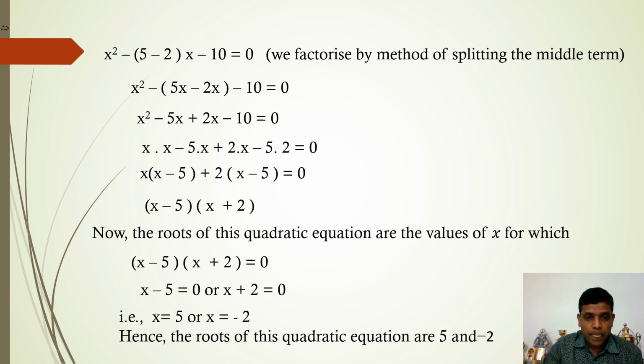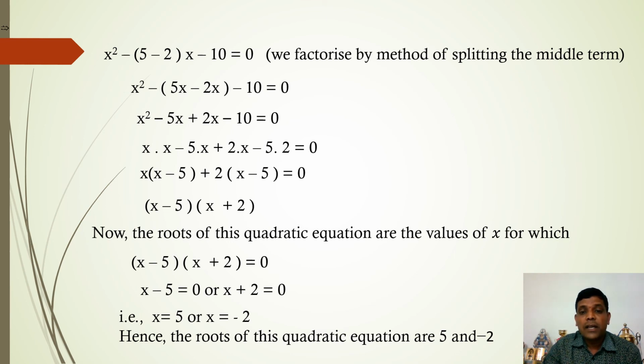Now common factors. Compare these two terms. Here x is common in x into x minus 5 into x, so write x. The remaining terms are x minus 5. Plus the next two terms, 2x minus 5 into 2. Here 2 is common, write 2. Remaining terms x minus 5 equals 0. Now x minus 5 is common in these two, right? X minus 5 is the common factor, remaining terms x plus 2.